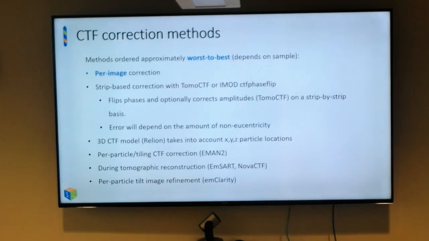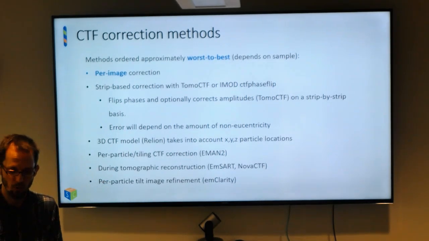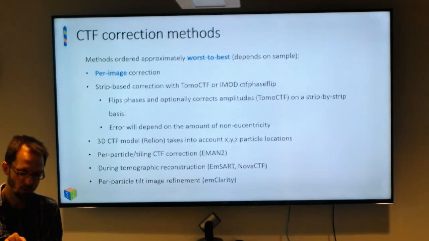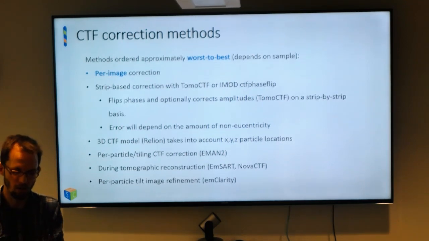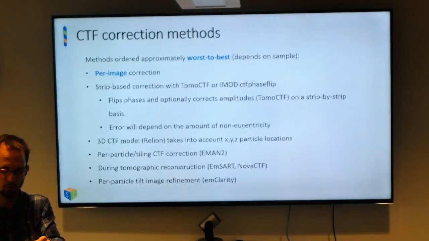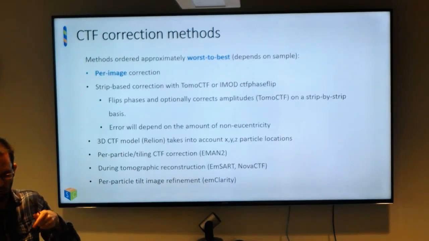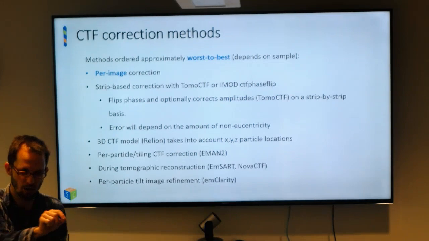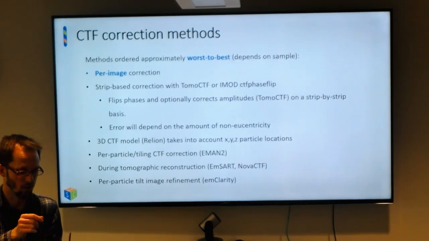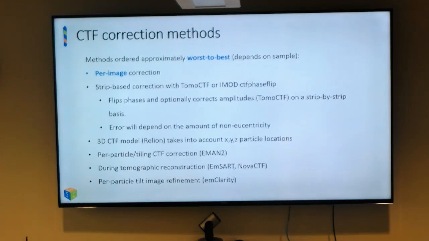Okay, CTF correction methods. Good. So again, from worst to best, if you did per image estimation, you can do per image correction. It's not going to be great. You can do a strip-based correction. So if you do the tiling, where you assume eucentricity and you tile, and you get the defocus at 0 degrees at the center of your stage, then you can extrapolate back. You say, this is my defocus, and then you can extrapolate correction strips, because you need to correct for every different height of every single tilt image. And so you do it by strips, where each strip is a slightly different defocus.